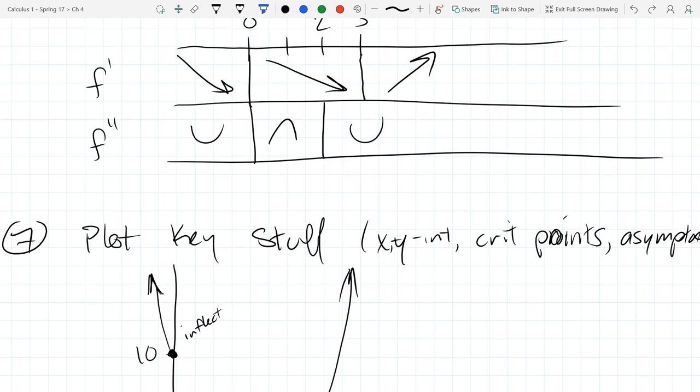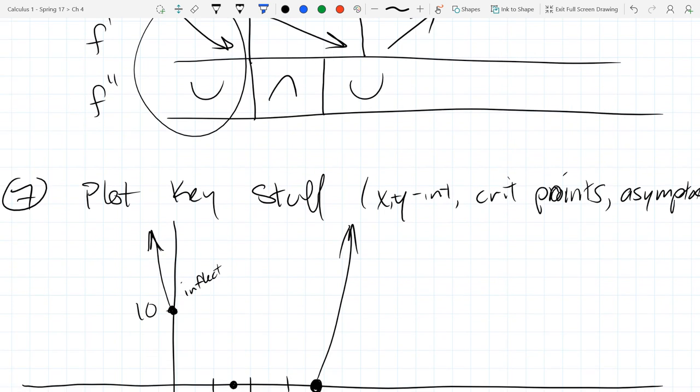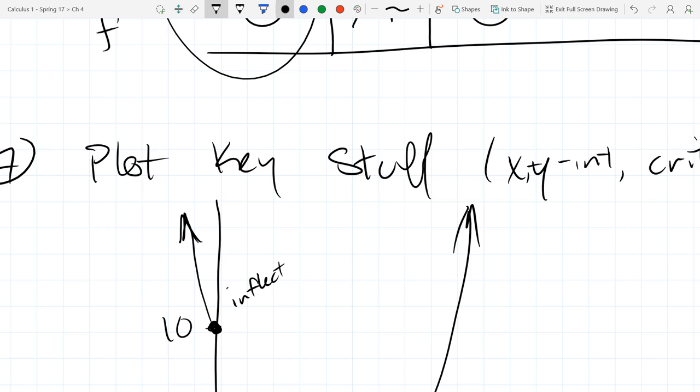So before we do that, to the left of zero, are we decreasing and concave up? Let's check that on our graph. Are we decreasing to the left of zero?